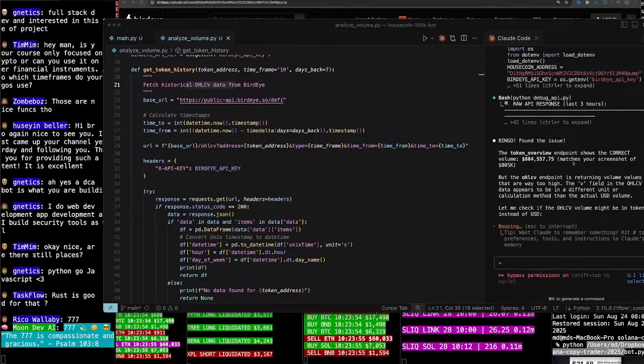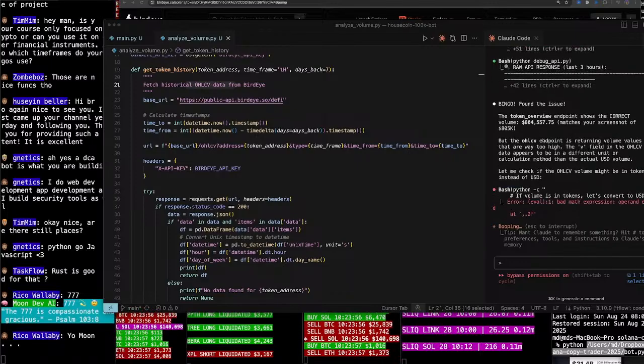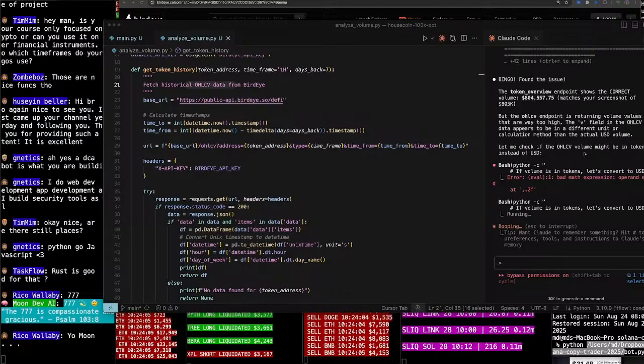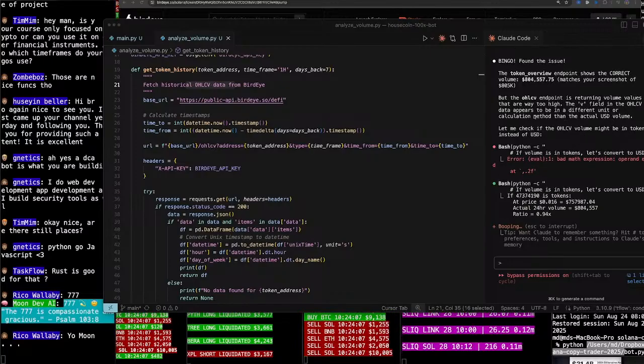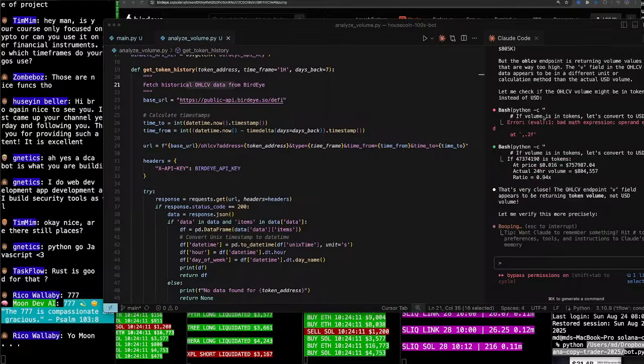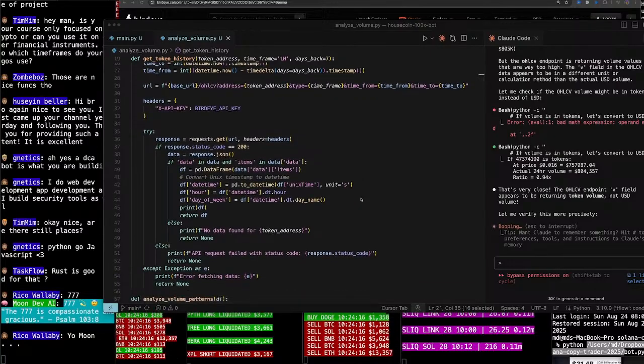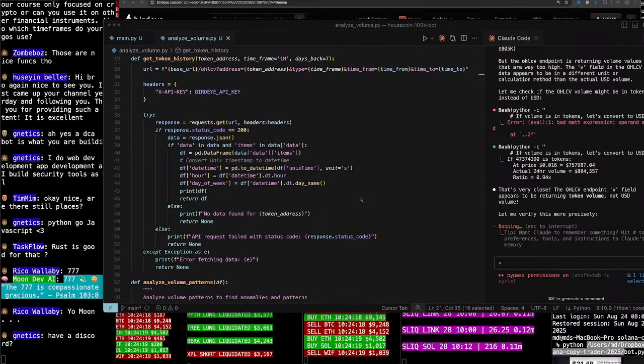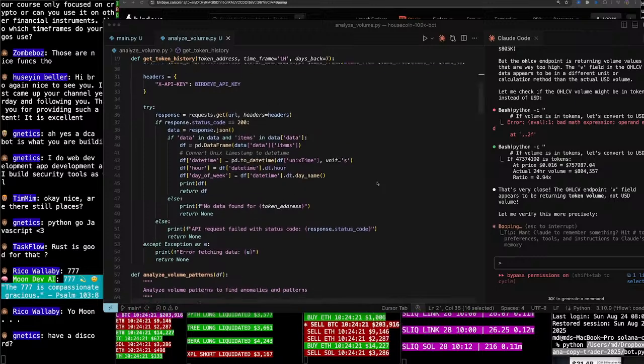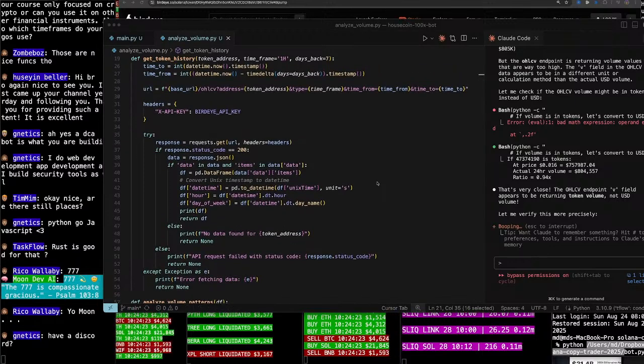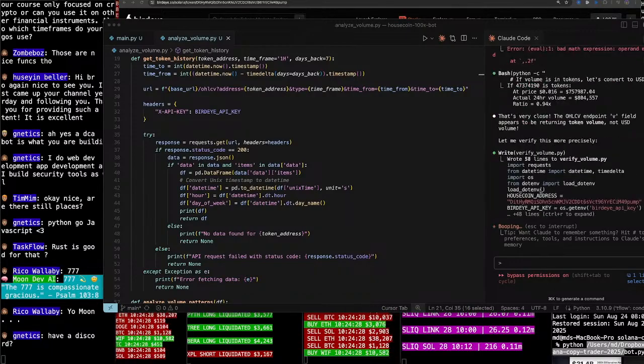The token overview endpoint shows the correct volume, 804K, which matches yours, but the open, high, low, close volume endpoint is returning volume values that are way too high. The V field in open, high, low, close, volume appears to be a different calculation rather than USD. Dude, it's volume in price. That's why I told you, dog. Did I not pass it on?